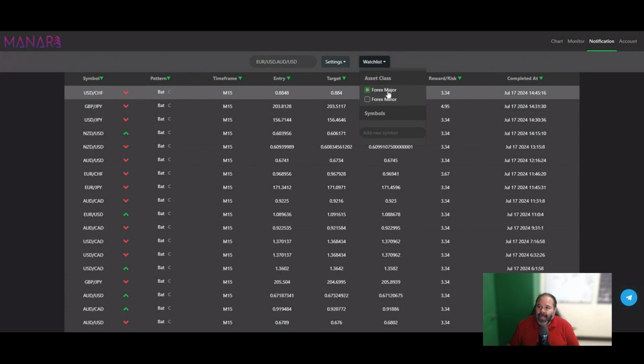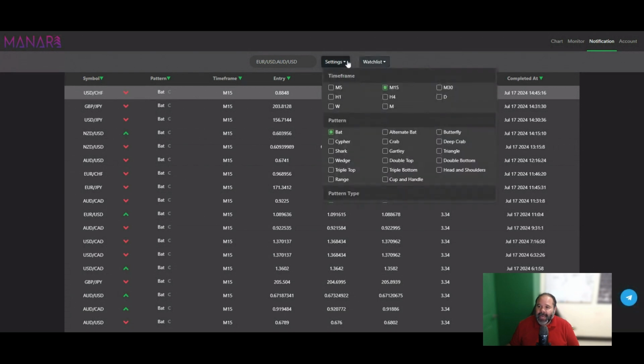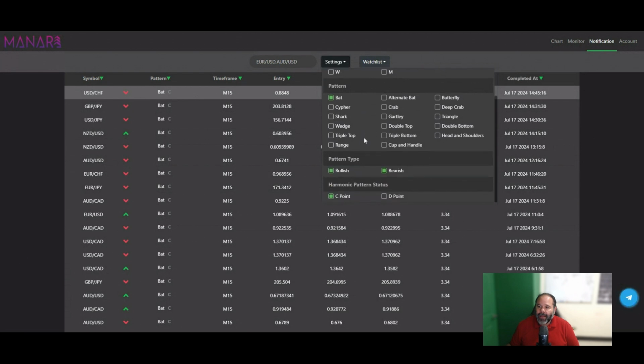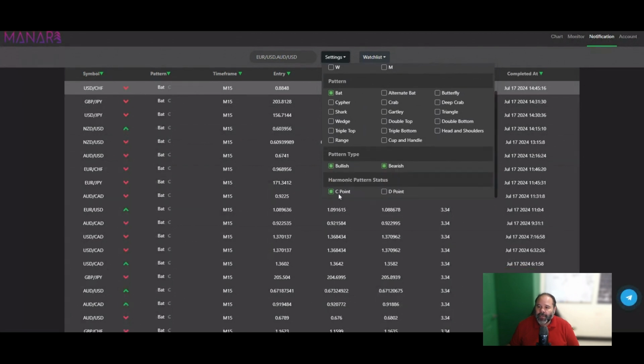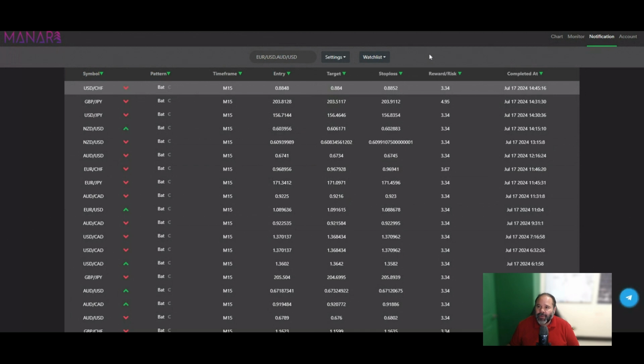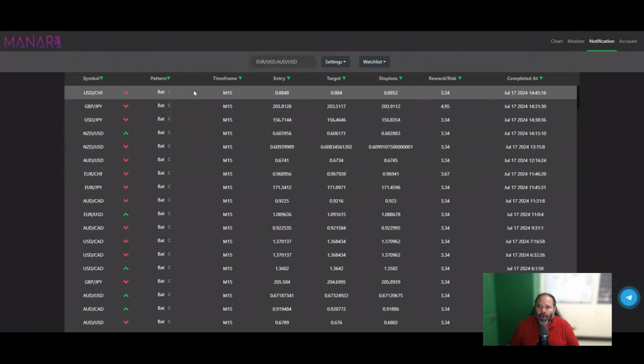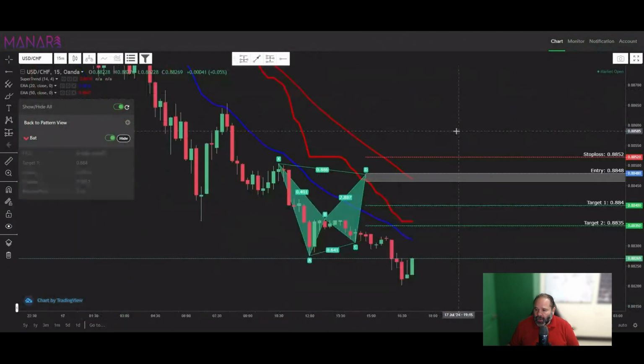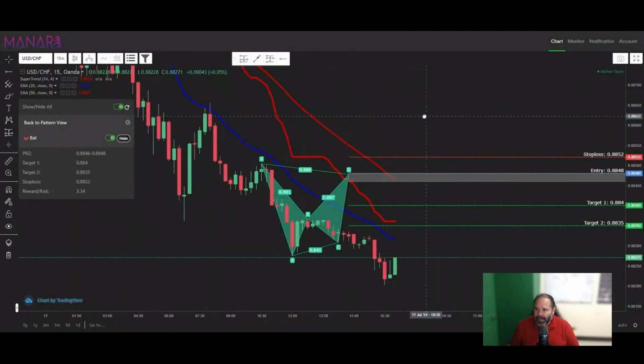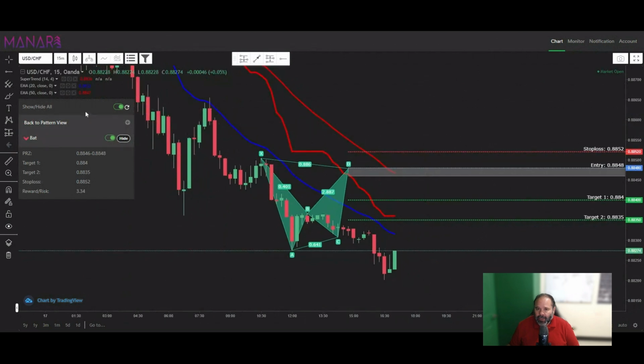Watch list, select Forex Major. Settings are the M15, pattern BAT, pattern type bullish and bearish, and harmonic pattern status C point. That's why the strategy is called Manara C point. Okay, that's all you have to do, nothing else. So I'm going to select the last one, which is dollar Swiss franc, which I think we can take a trade. So step number one is to clean the chart.